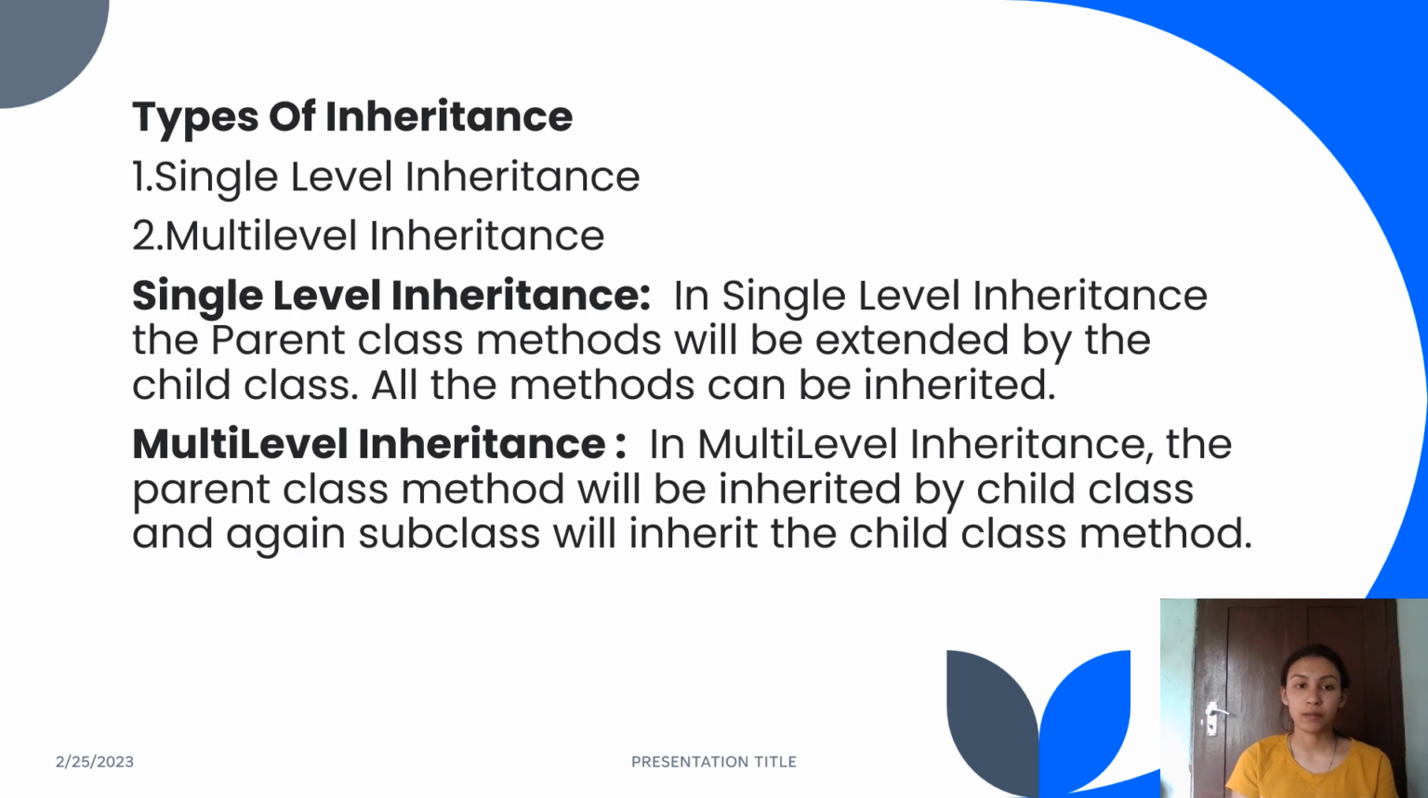There are mainly two types of inheritance, which are single level inheritance and multi-level inheritance. Single level inheritance is exactly like a parent-child relationship. There is a parent and there is a child.